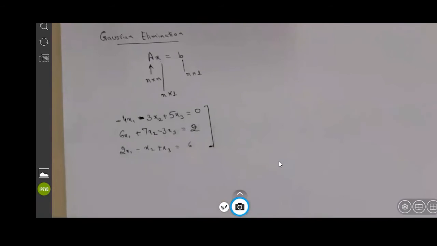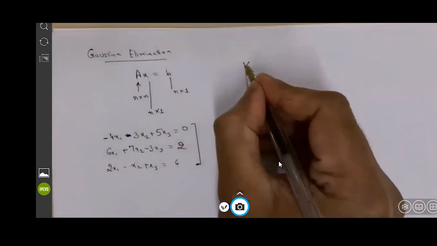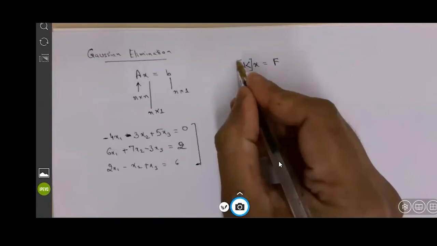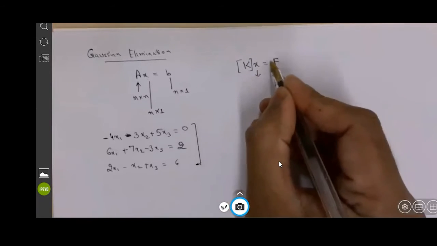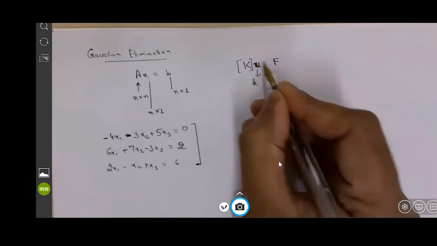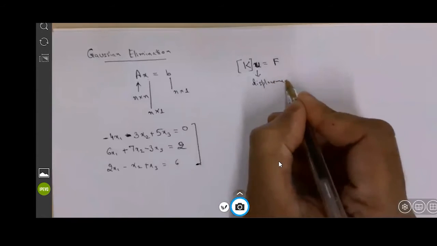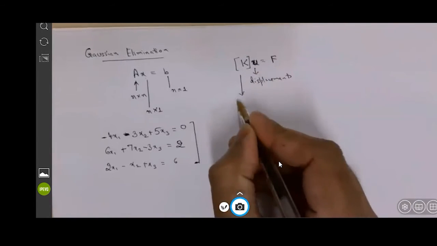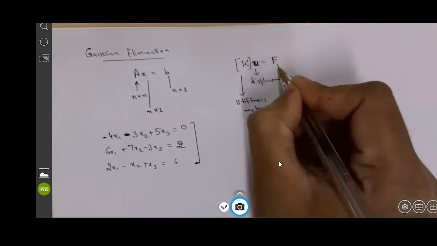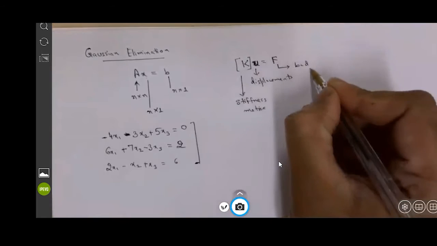For example, if you are using a finite element solver or a CFD solver, they use 1000 by 1000 systems depending on how many nodes you have. They are solving the equation as Ku equals F. Here F is the load vector, K is the stiffness matrix, and u are the unknown displacements. The load vector is the applied load.